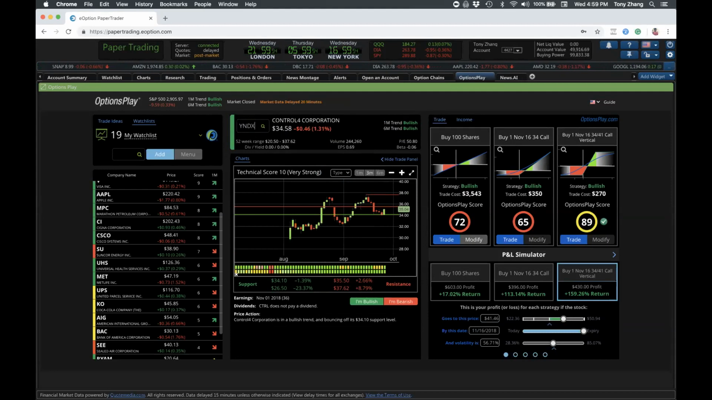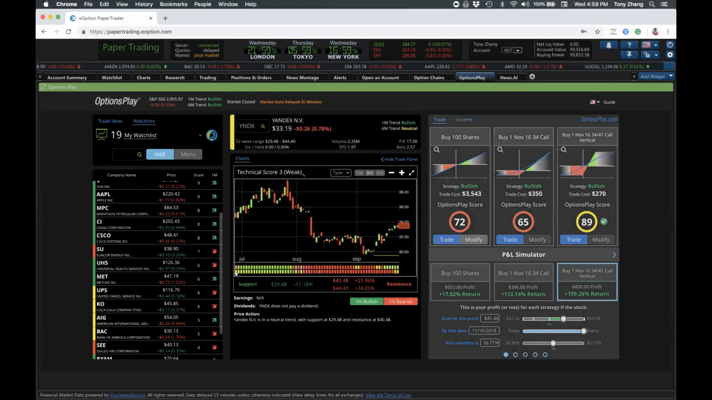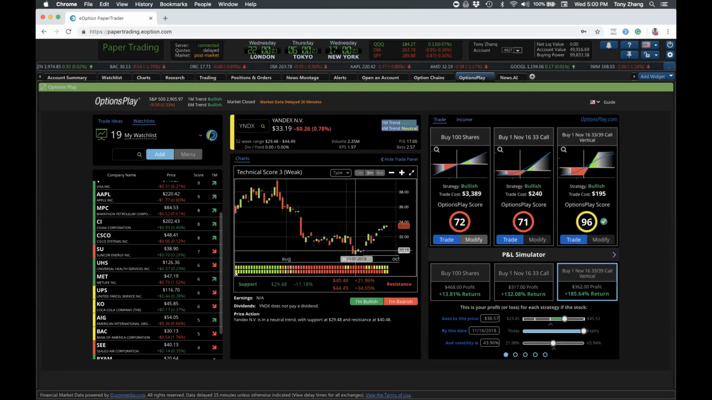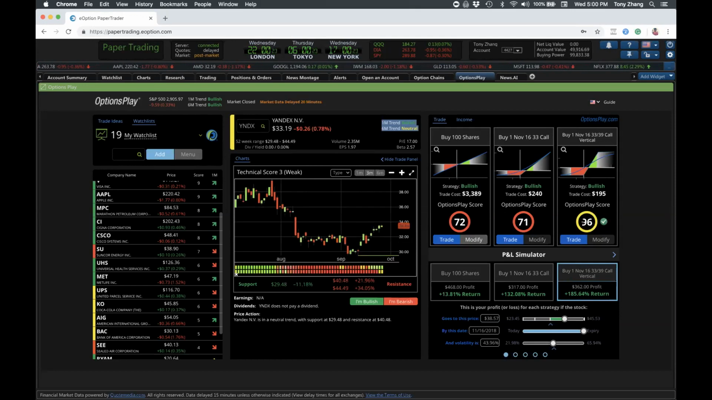The next one is Yandex, technical score of 3, very weak stock. However, as you can see, 1 month and 6 month trend doesn't look very bad. And notice how that trend has changed. It was bearish for quite a few months, and just recently that trend started to turn higher. And it really broke above, in my opinion, this 32, 33 resistance level. So this is certainly what I would consider a bullish reversal, meaning a stock that was very bearish and weak, but started to turn around here. So for this particular trade, I think I'd be looking for some bullish opportunities.